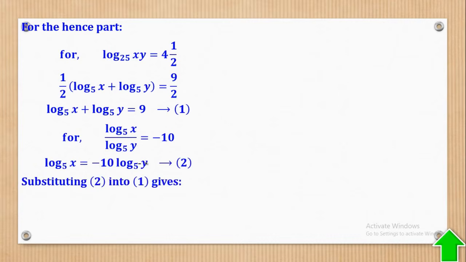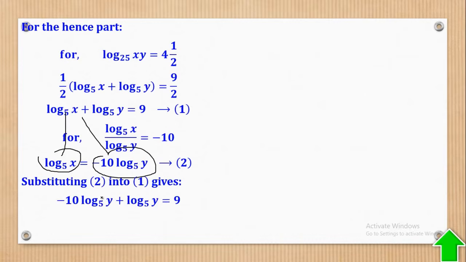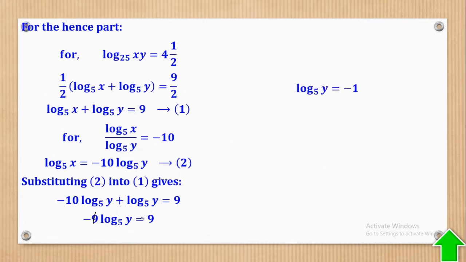So substituting equation 2 into equation 1 gives you that. Where there was log base 5 of x here, I'll put there negative 10 log base 5 of y to give you that. So negative 10 plus 1 gives you negative 9, that's why it's negative 9 there. Then these 9s can cancel to remain with log base 5 of y equal to negative 1. That negative came from here. Therefore 5 to the power negative 1 is equal to y, and 5 to the power negative 1 is 1 over 5.